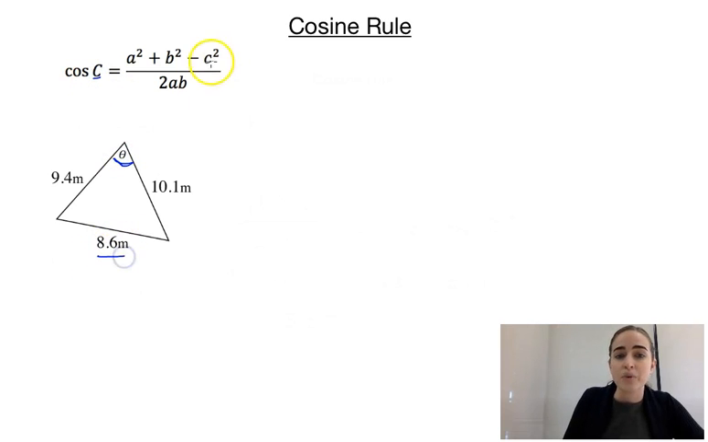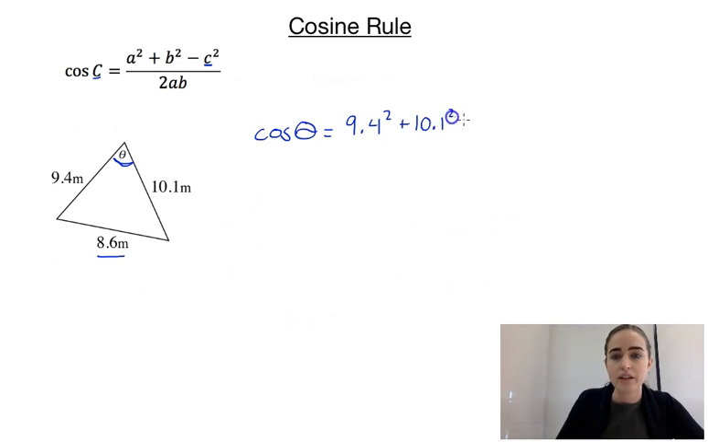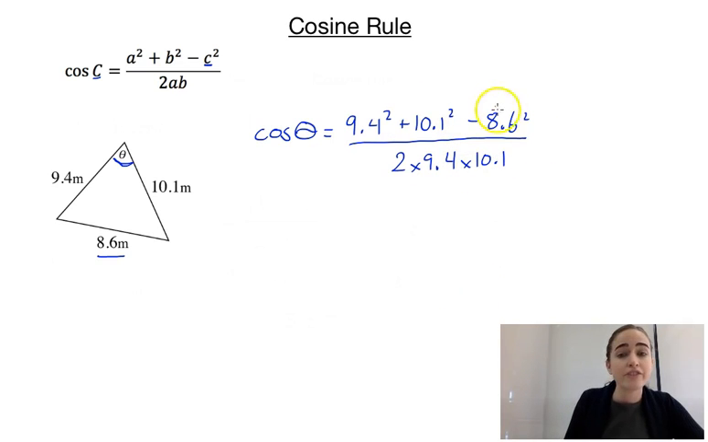So that means our 8.6 has to be our little c in our formula. Then our a and b, doesn't matter which one of these two it is. So we're going to have cos of theta is equal to 9.4 squared plus 10.1 squared minus 8.6 squared all over 2 times 9.4 times 10.1. Now again, you can figure all of this out. I'm not going to, I'm just going to do it all at once at the end. So to get theta, we're going to go cos inverse of this whole thing.